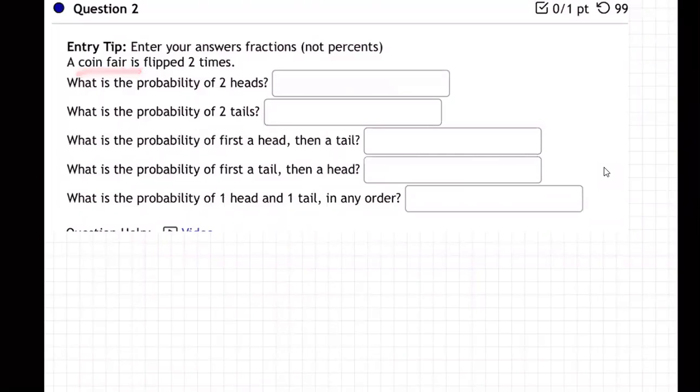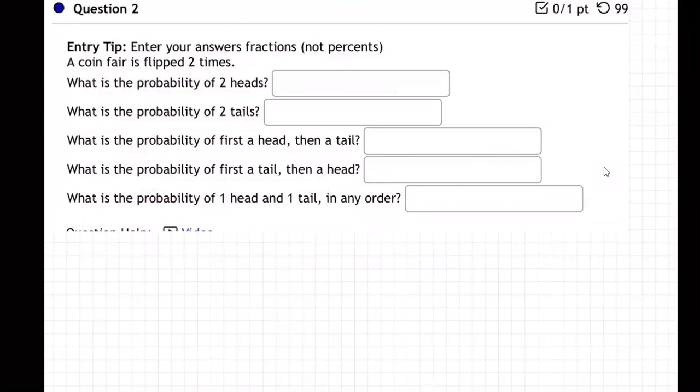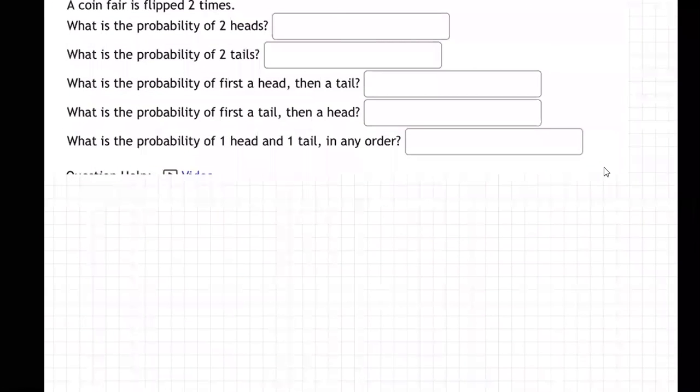A fair coin, they kind of reverse the writing. They meant to say a fair coin is flipped 2 times. What's the probability of 2 heads, 2 tails, and so on. Okay, so if you're going to flip a coin twice, I'm going to write out the branching involved in flipping a coin twice. So when you flip a coin twice, what's going to happen?